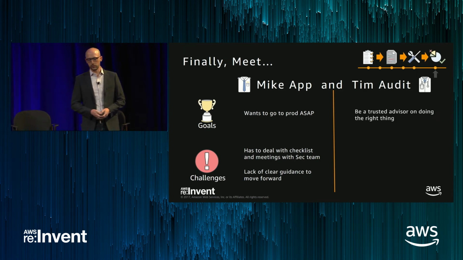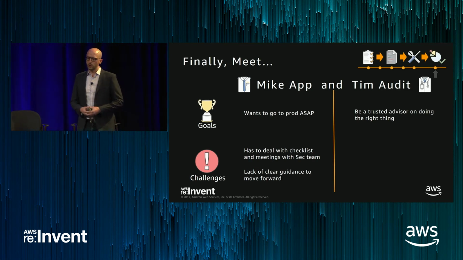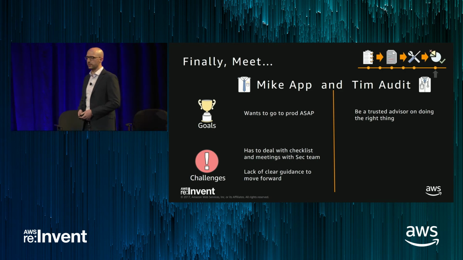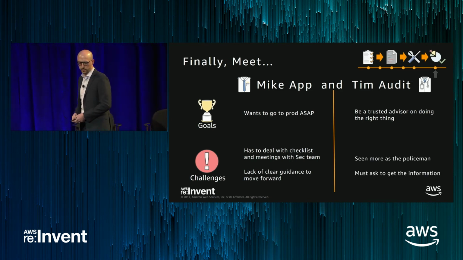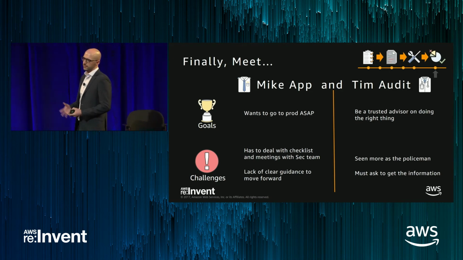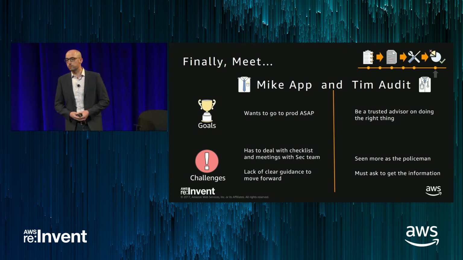For Tim, his goal as an auditor, he wants to be a trusted advisor. He wants to help the people to do the right thing. But in reality, what happens is that he's often seen as a policeman, the person that is just going to be here to punish people, to arrest people.